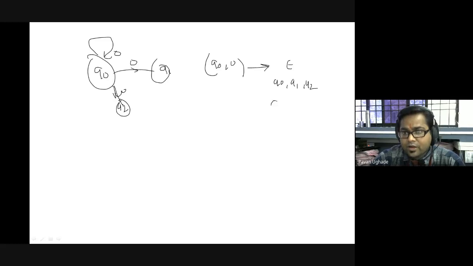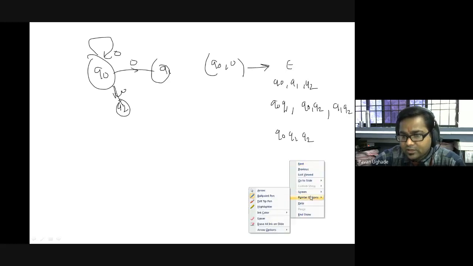Or it may go to q0 and q1, or it may go to q0 q2, or it may go to q1 q2, or it may go to all of q0 q1 q2. This is the total possibilities that it has.